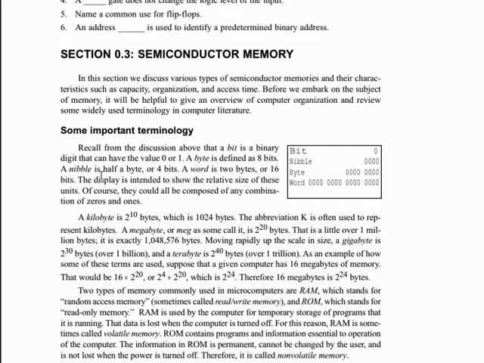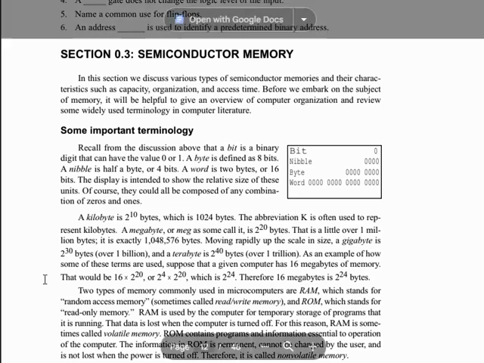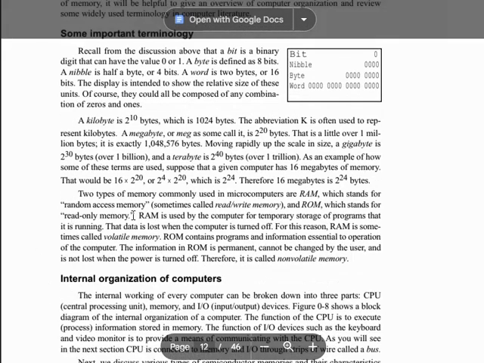A nibble is a half byte or 4 bits. A word is 2 bytes or 16 bits. The display is intended to show the relative size of these units. Of course, they could be composed of any combination of zeros and ones. This I already told you.